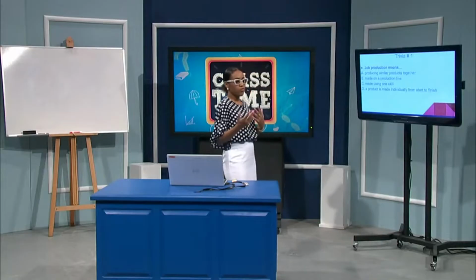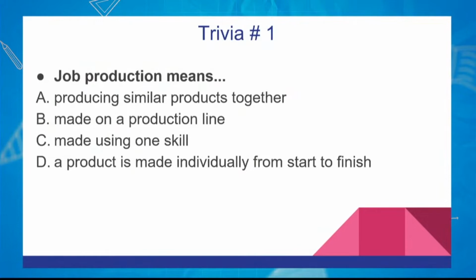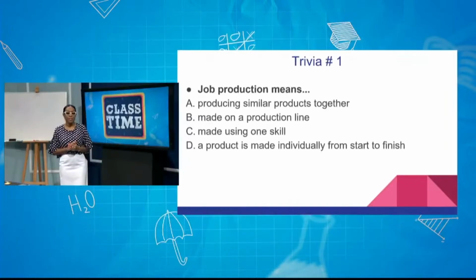But before we even move on to another production method, let us look at this trivia question. So I hope you're paying attention. I hope that you would have learned something about job production so that you can answer this question. Let us look at the question. Job production means: A, producing similar products together; B, made on a production line; C, made using one skill; or D, a product is made individually from start to finish. So let me hear the answer. Okay, go ahead, let me hear you.